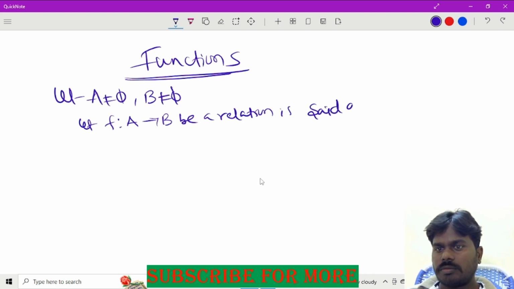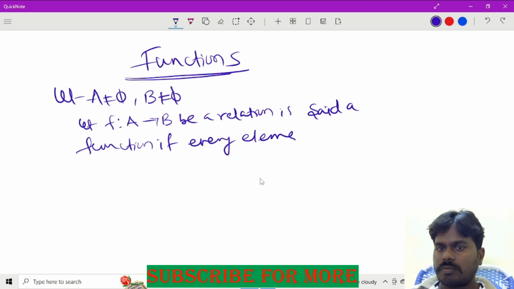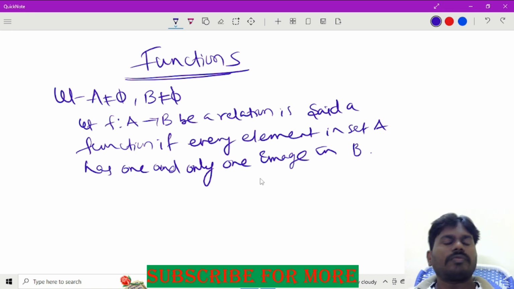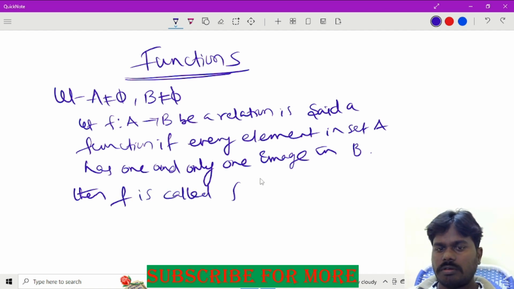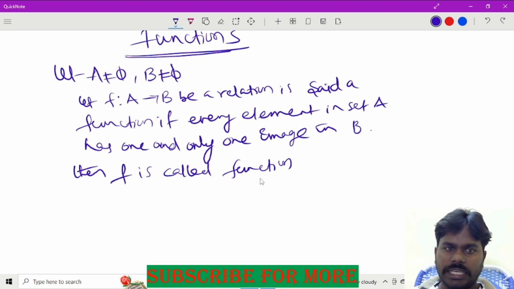that is said to be a function if every element in set A has one and only one image in set B, then the relation f is called a function. f is called a function from A to B. Okay, so f from A to B, here both A and B are non-empty sets, and basically it is a relation, and this relation is said to be a function if every element of A has one and only one image in set B, then the relation is called a function.